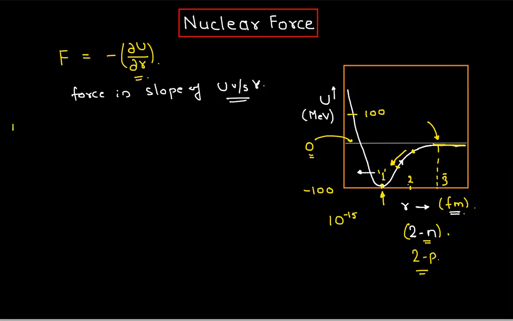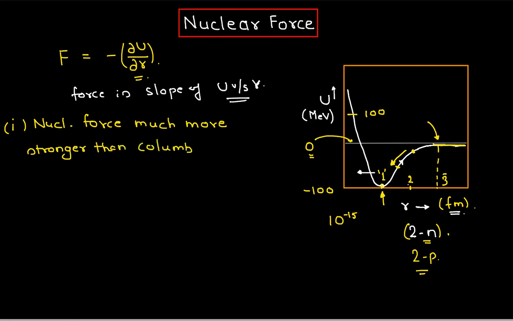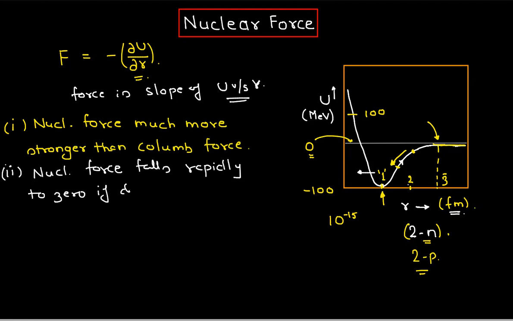So if I look at this graph, what all things can I conclude? Nuclear force, first of all, same thing we are repeating, is much stronger than Coulomb force. Second, this also we have discussed, nuclear force falls rapidly to 0 if the distance goes beyond a few femtometers.